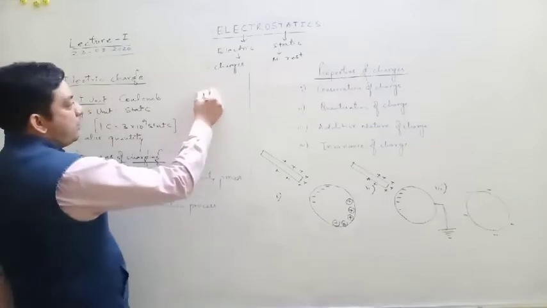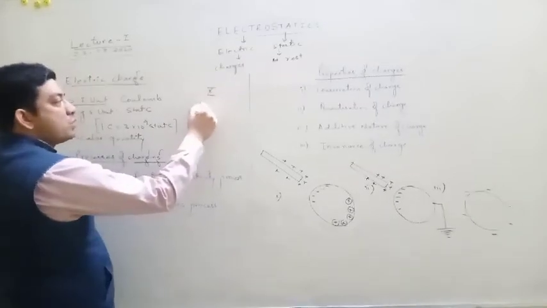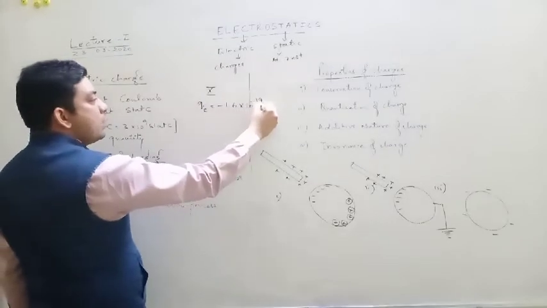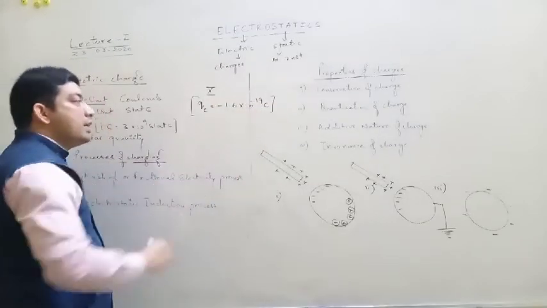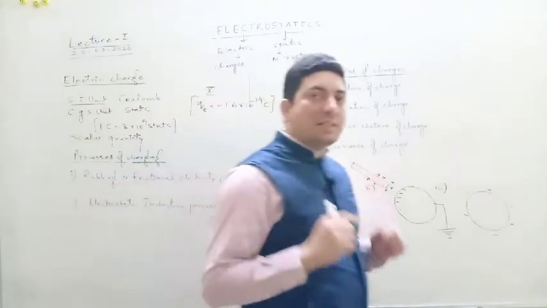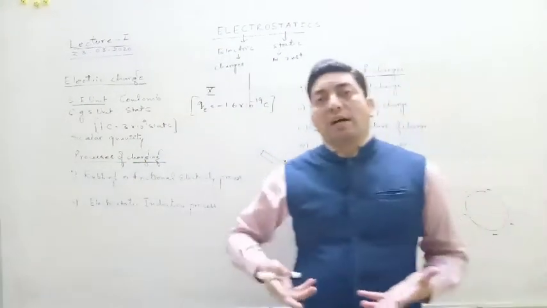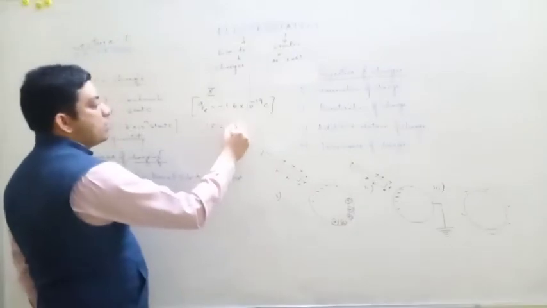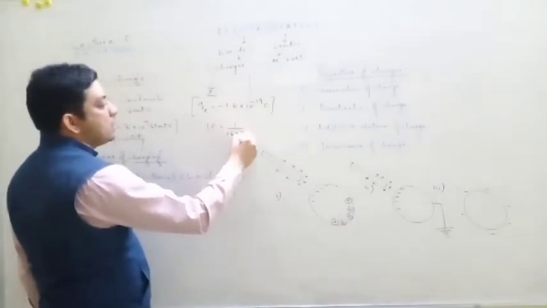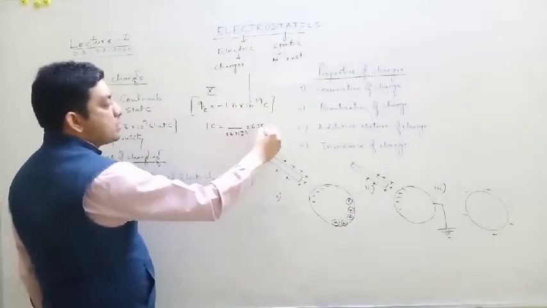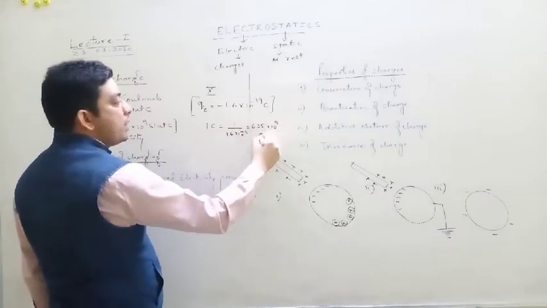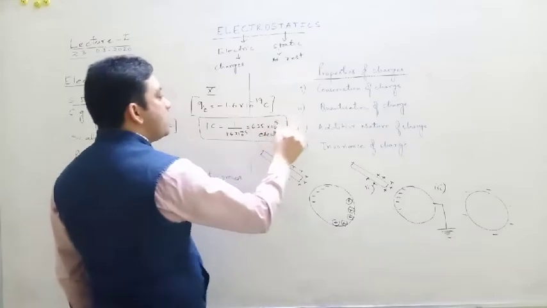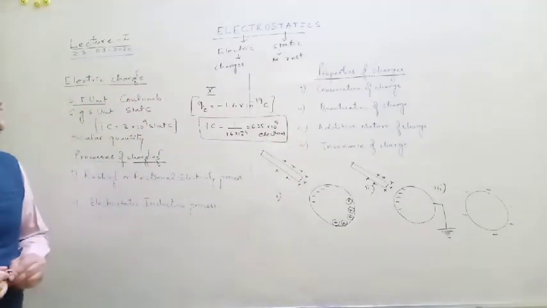Now the question from class 10th: what is the charge of an electron? The charge of an electron is minus 1.6 into 10 to the power minus 19 coulomb, and you might have done in class 10th how many electrons are there in 1 coulomb of charge. Once you calculate it, you will obtain 6.25 into 10 to the power 18 electrons in 1 coulomb of charge.